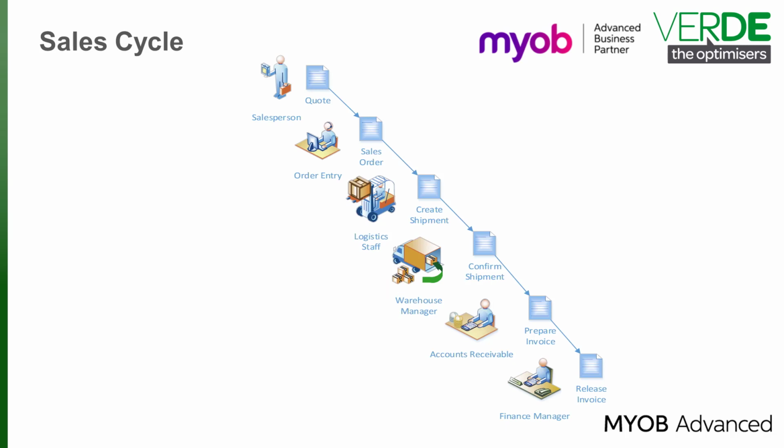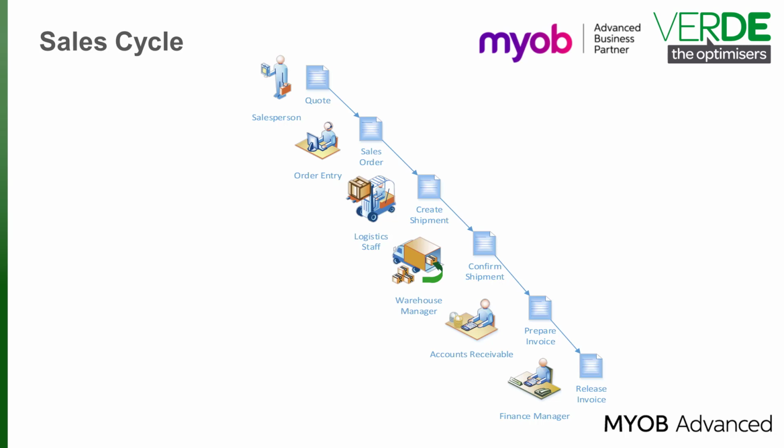Let's look at the sales cycle now, and how we manage sales and sales orders in MYOB Advanced. It might be helpful to take a moment to consider who would be entering or processing the documents in your company for each step. When we sell goods or services to our customers, a quote is usually raised by our salesperson. Once a quote has been accepted by our customer, a sales order is processed.